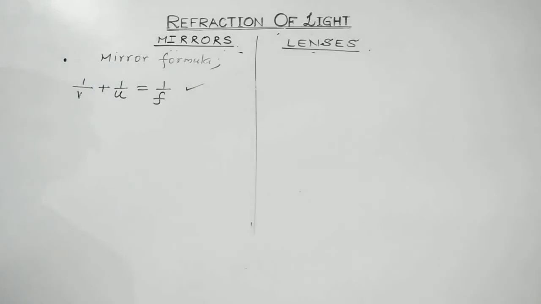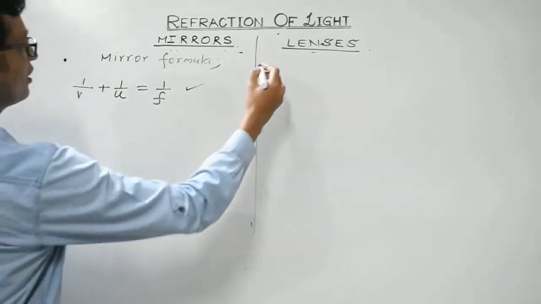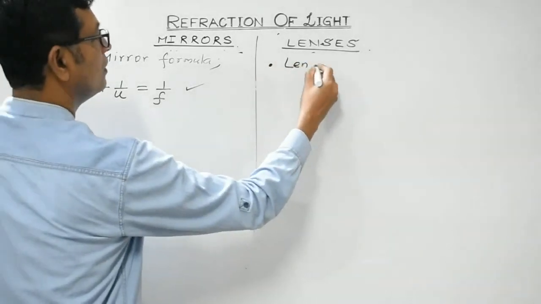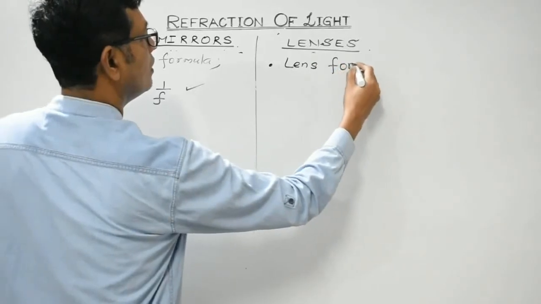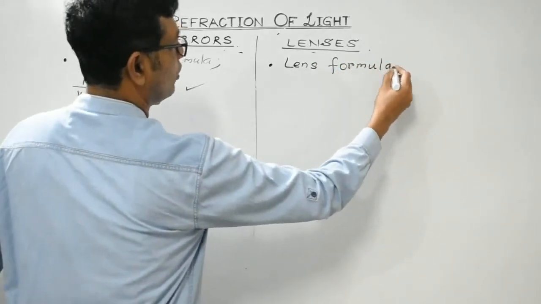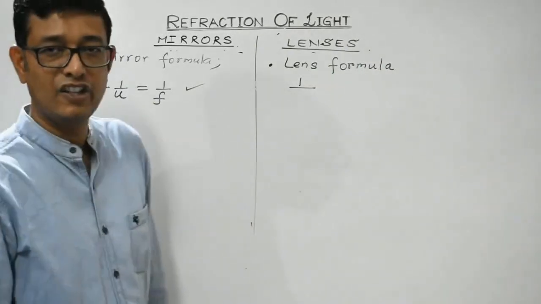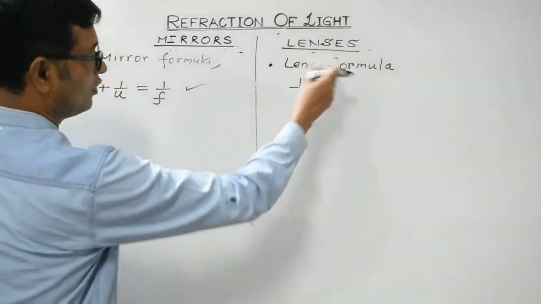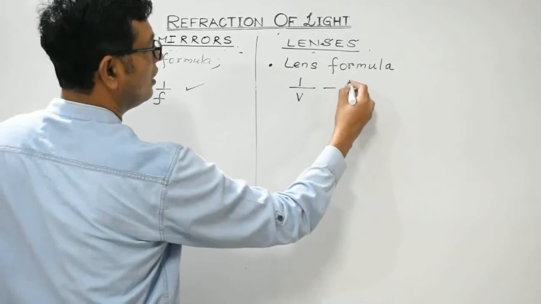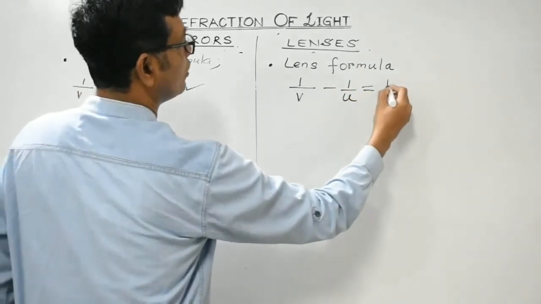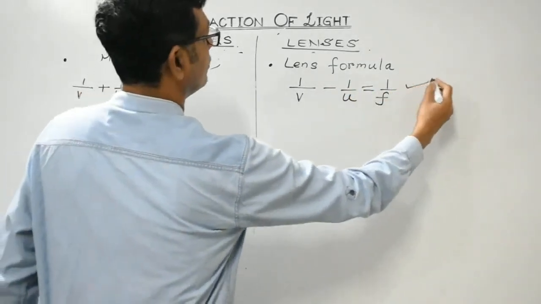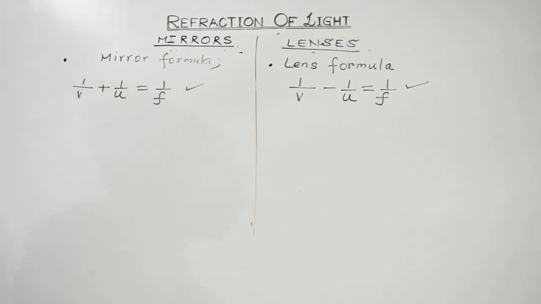This is the mirror formula. And just now we have discussed the lens formula. The lens formula also connects, or rather it is a relationship in U, V and F. But for a lens, the formula is 1 by V minus 1 by U is equal to 1 by F. That's the lens formula. Right?